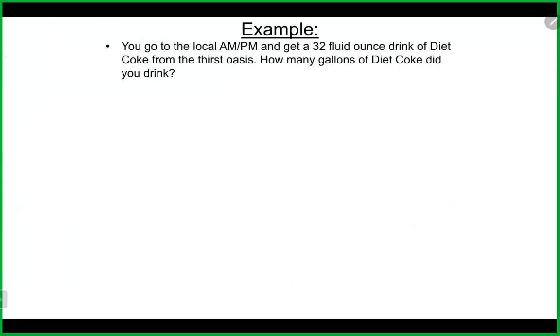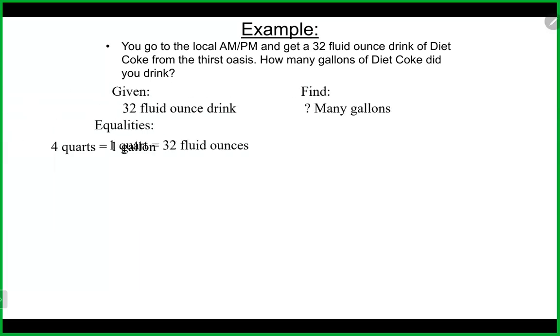All right, so why don't you try one here? You go to the local AMPM, get yourself 32 fluid ounces of Diet Coke from the Thirst Oasis. How many gallons of Diet Coke did you drink? Again, I'll give you some equalities that might be helpful here. So take a moment, set it up using dimensional analysis, showing the units and the conversion factors, and see what you get.